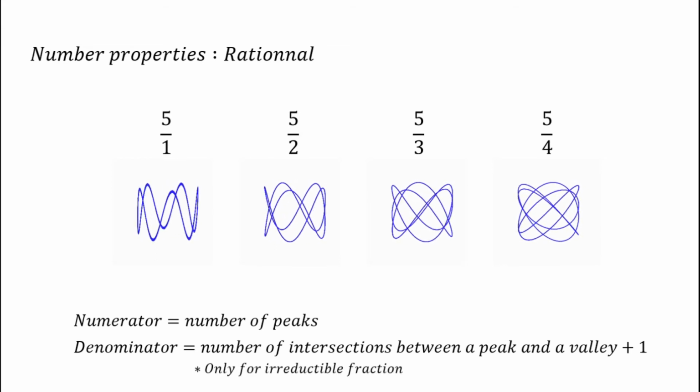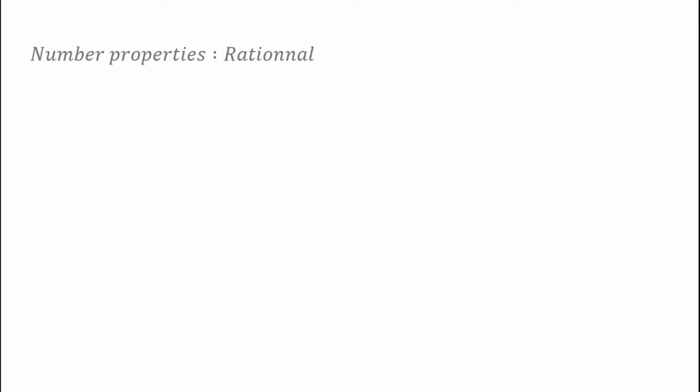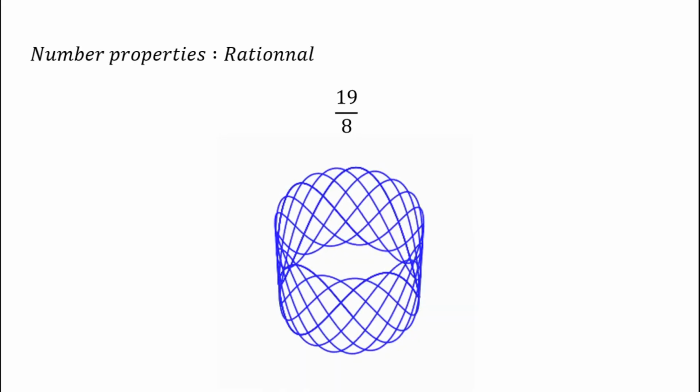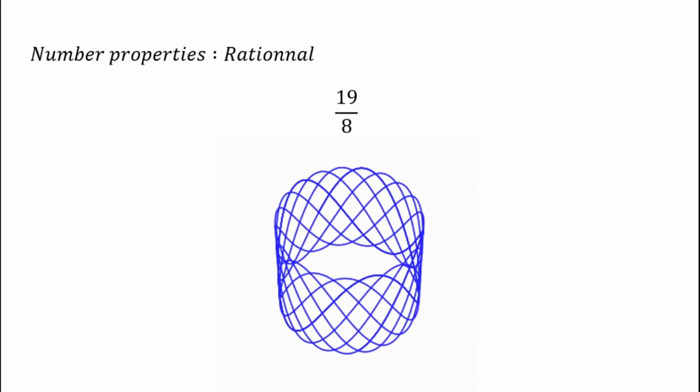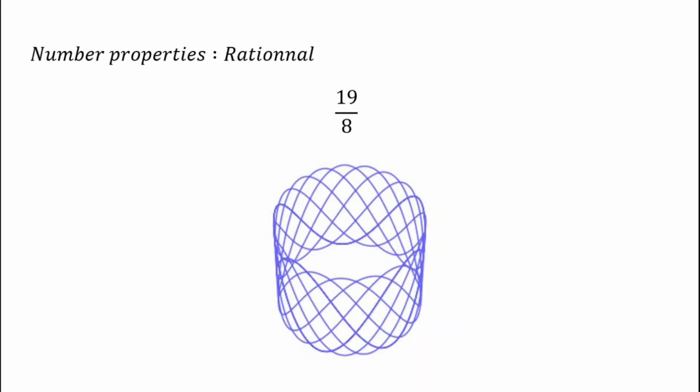So let's try this quick theorem on another example. Here is the curve of 19/8. And now let's count the number of intersections. That's it. 7 plus 1, we found 8, so this seems to work. So we just saw ratios in terms of integers, in terms of fractions, or rationals. Let's see now irrational numbers.